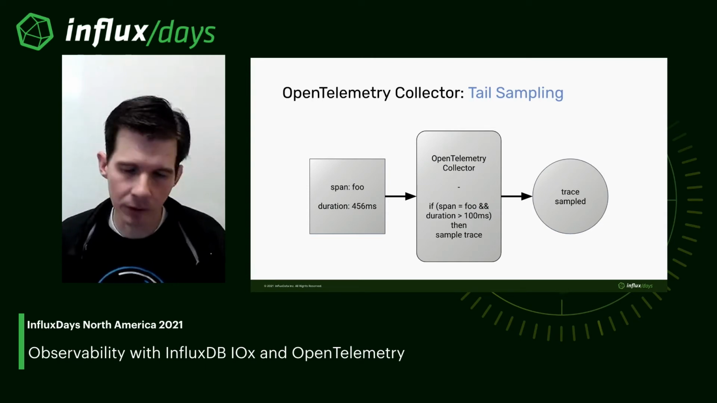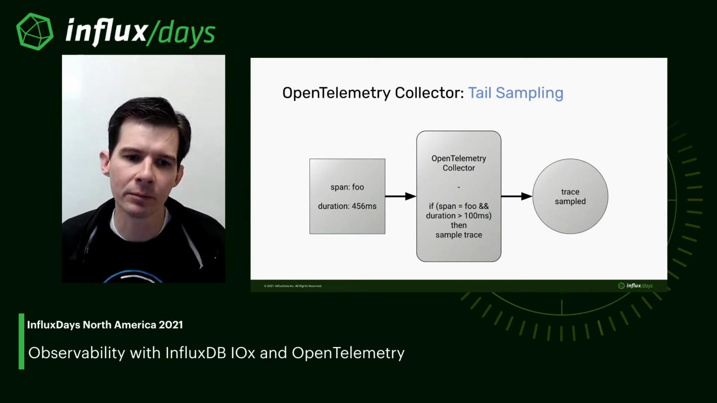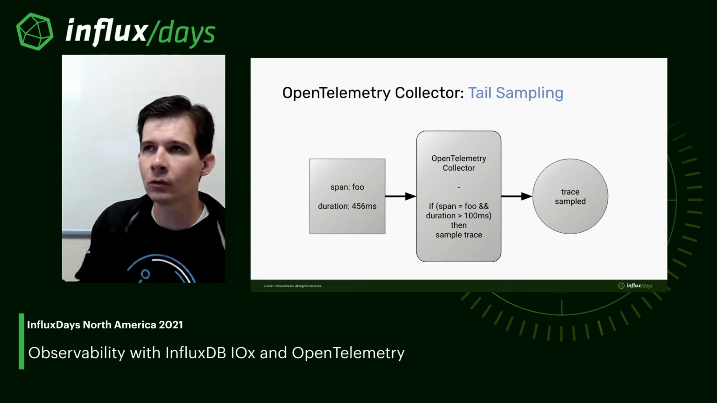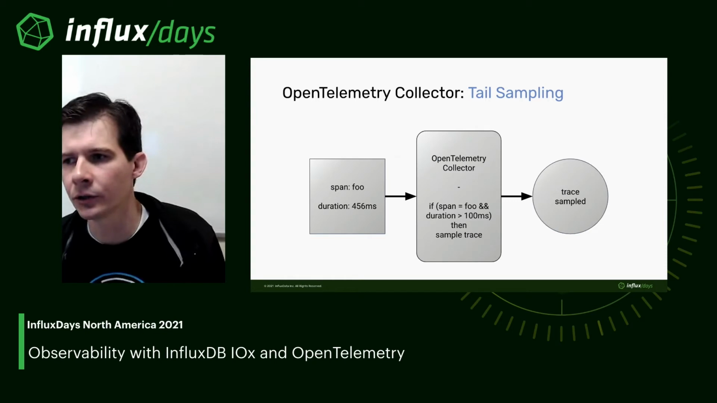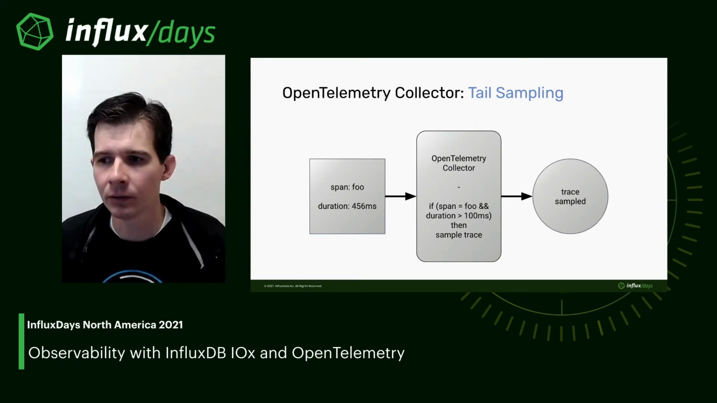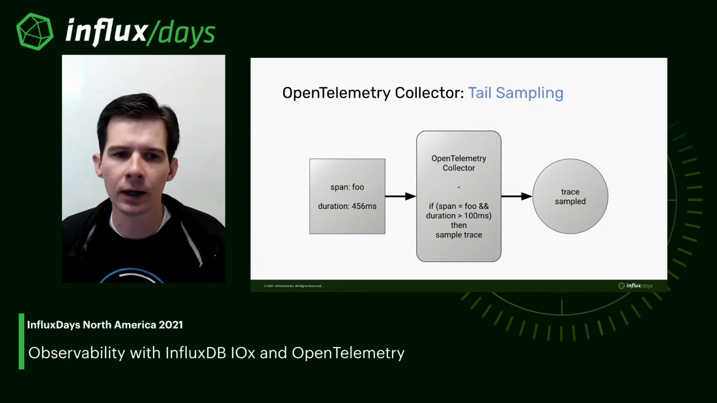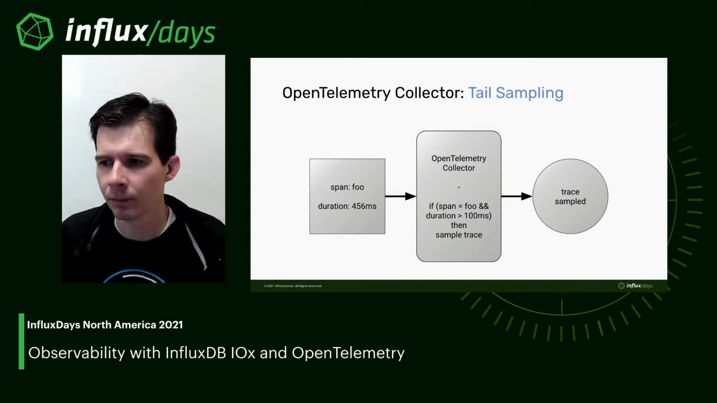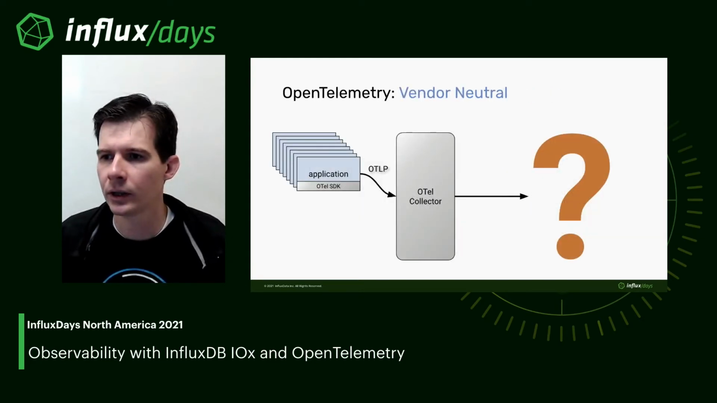Tail sampling, another one. If you're familiar with tracing, tail sampling is a really cool feature. It lets you have better control over what you're sampling in your tracing pipeline, and that's just a built-in feature of OpenTelemetry. I believe that feature has actually been put on hold for a little bit. OpenTelemetry is still relatively new. So let's just keep going.